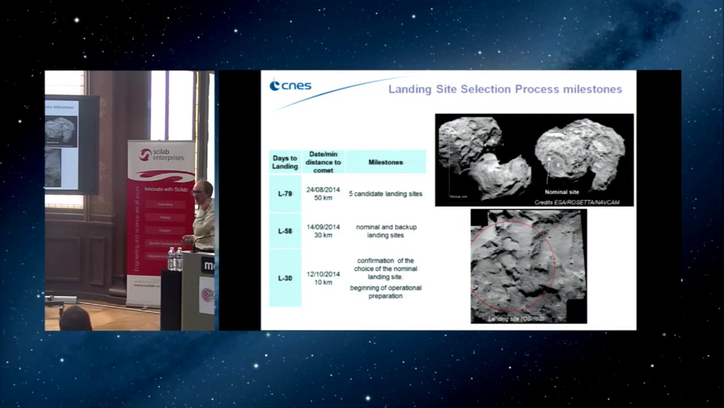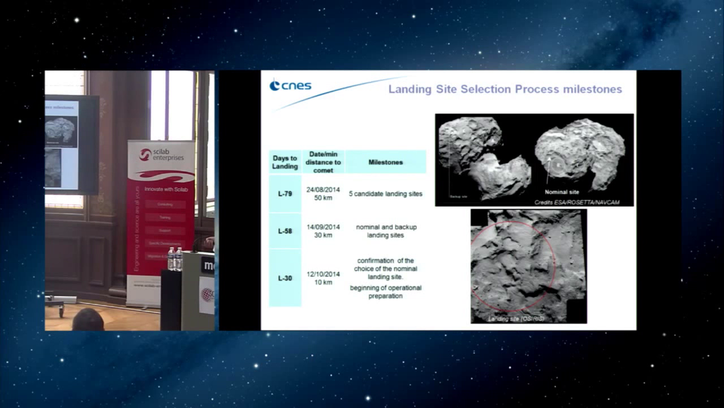Then Rosetta approaches a bit more the comet. It went up to 30 kilometers. We had more data, data specific to the 5 landing sites, so we could do a more refined analysis. And based on this more accurate and more refined data, we could select 2 landing sites.